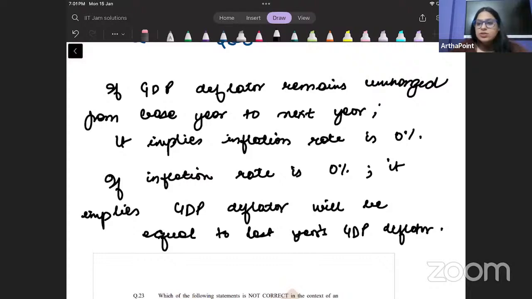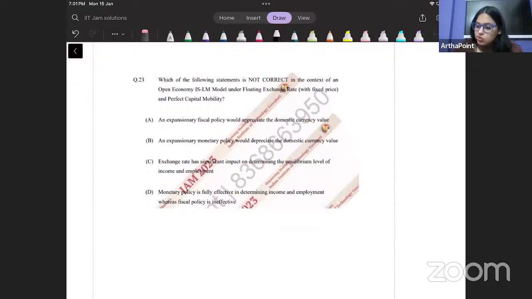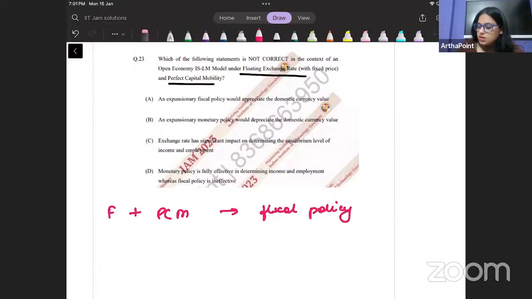Okay. Now let's go to the next question. So now you are given an open economy and it is asking which of the following is not correct. See, floating exchange rate and perfect capital mobility is related. We know the following: if it is floating exchange rate and perfect capital mobility, fiscal policy is ineffective, and we know that monetary policy is fully effective.